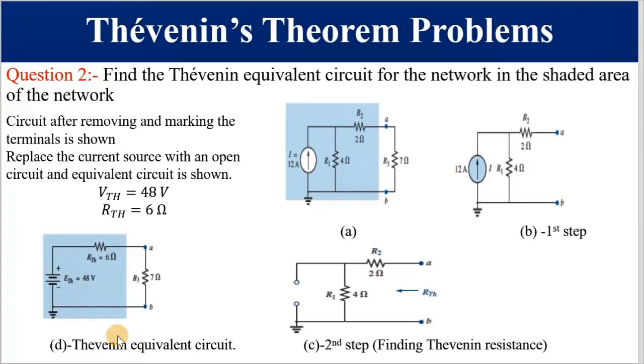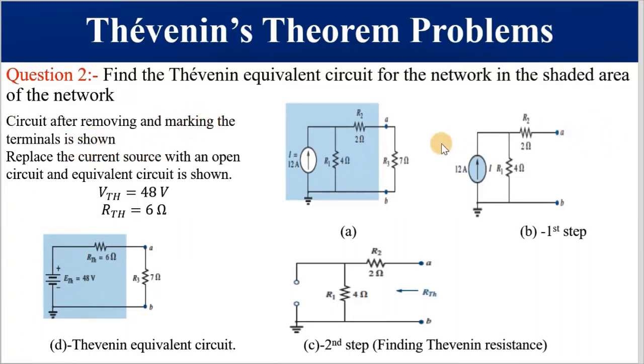Question number 2 reads, find the Thevenin equivalent circuit for the network in the shaded area of the network. This is our A, B, C, then D. Please take note. So we want to find the Thevenin equivalent circuit of this shaded area. And how do we do that? We are saying the circuit after removing and marking the terminals is shown.